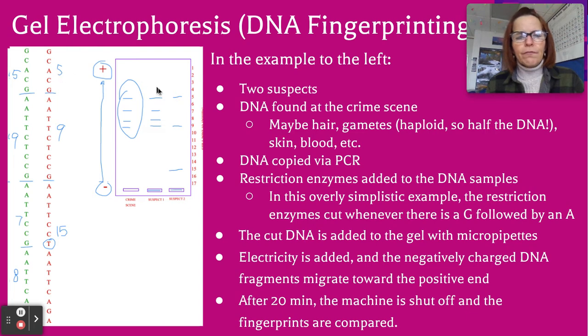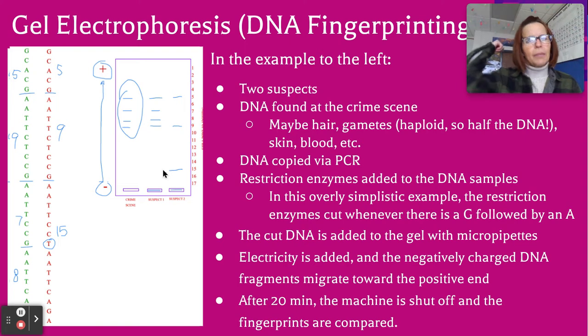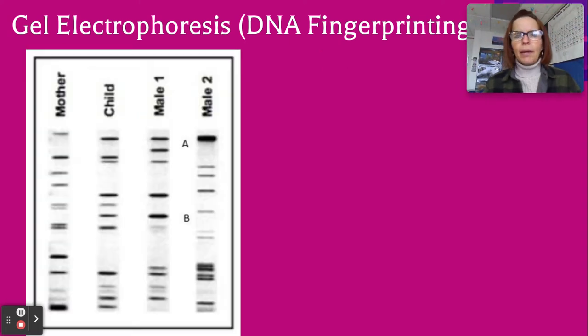Remember, Mr. Red had a 5. And here's the one that was a 9. Mr. Red had a 9. And then he also had a 15. And there's his band at 15. Whereas Mr. Green had a 5, a 7, an 8, and a 9. And so he produces a very different DNA fingerprint. And it's definitely a match to the crime scene. And suspect 2 is absolutely eliminated as a possible person who donated that DNA.